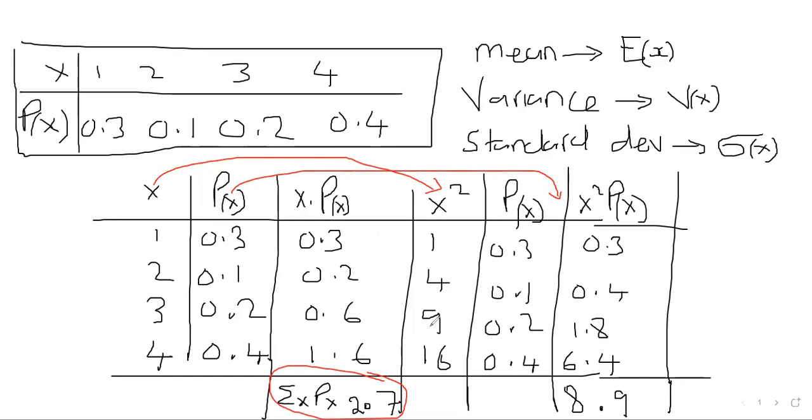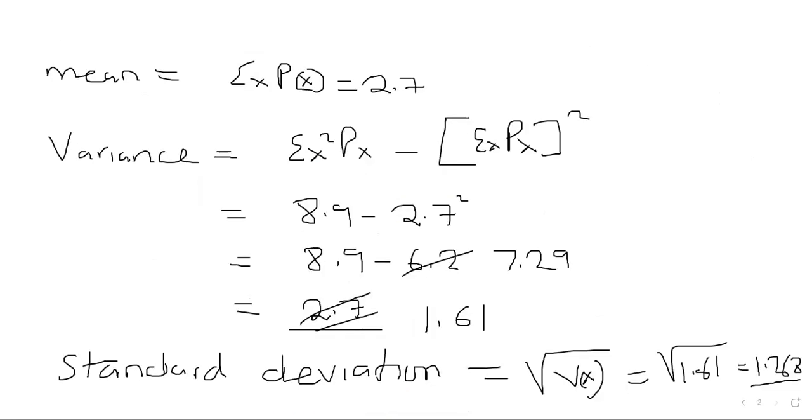This by that, we get this figure. This by that, we get this figure. The total is 8.9. This is not the variance. But when you subtract 8.9 minus 2.7 squared, that is called the variance. So 8.9 minus 2.7 squared, you get 1.61. Then when you square root this, it's called the standard deviation.